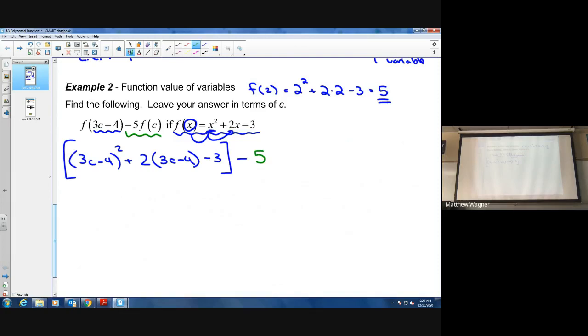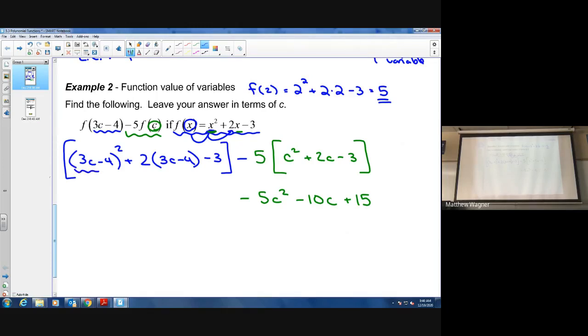So I'm going to do 5, and then f of c means I'm going to take c and plug it into my x's. So I have c squared plus 2c, whoops, not plus 3, minus 3. All right. So over here, we have minus 5c squared minus 10c plus 15. And then over here, we want to expand this.